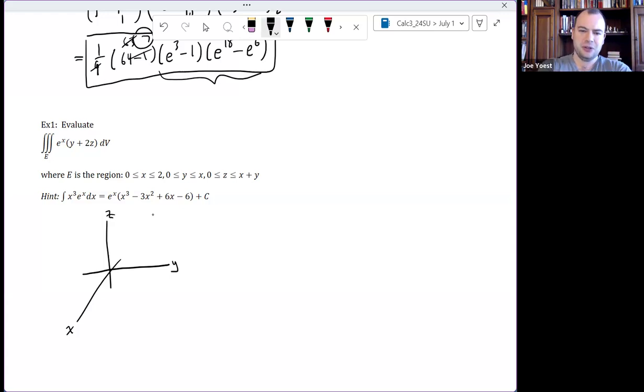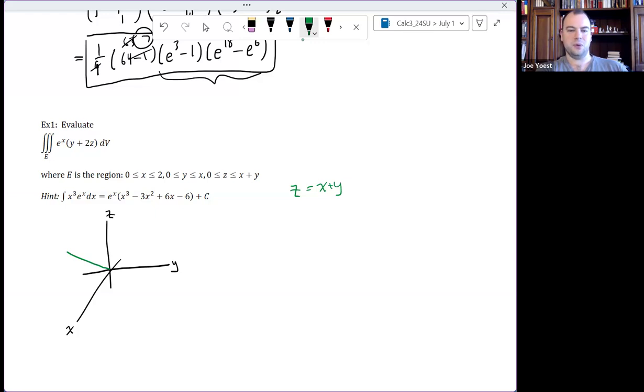Now x goes between 0 and 2, y between 0 and x. Those are pretty straightforward. Let's start with the most complicated bit. Z going between 0 and x plus y. Well, z equals 0 is just the xy plane. Z equals x plus y. Well, so if I think of z equals x plus y, when y is 0, when I'm in the xz plane, what does that projection look like? Looks like z equals x. And I know that z is positive and x is positive, so I'll just draw this piece of z equals x. This is the 45-degree line in the xz plane, in the positive quadrant of the xz plane.